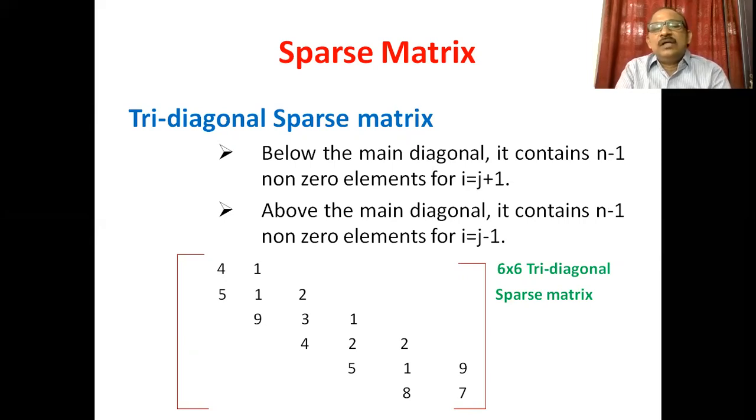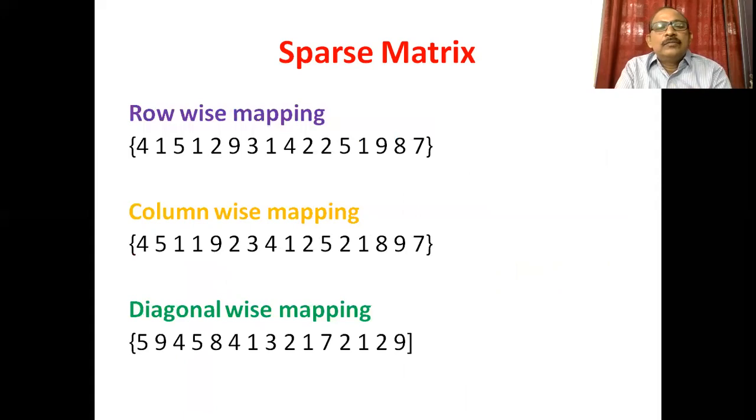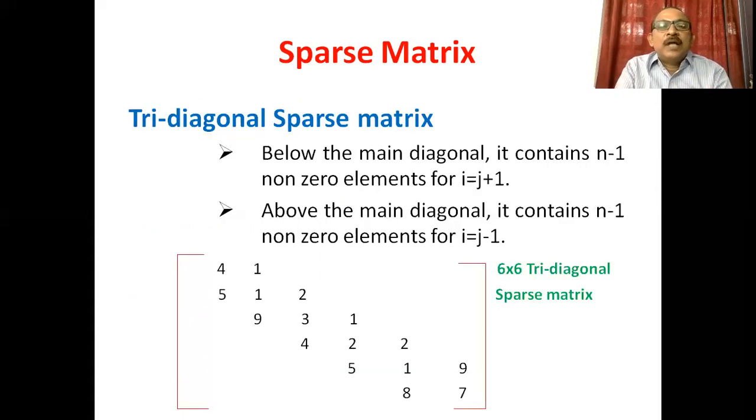Here you can see an example of a 6x6 tri-diagonal sparse matrix. The main diagonal elements are 4, 1, 3, 2, 1, 7. Below the main diagonal: 5, 9, 4, 5, 8. Above the main diagonal: 1, 2, 1, 2 and 9. There are three ways of mapping the tri-diagonal sparse matrix. One is row-wise mapping, next is column-wise mapping, and next is diagonal-wise mapping.